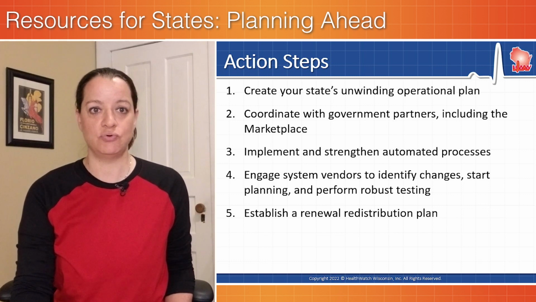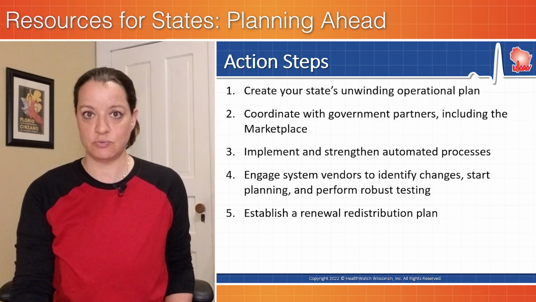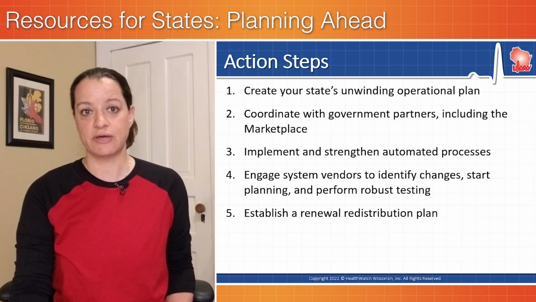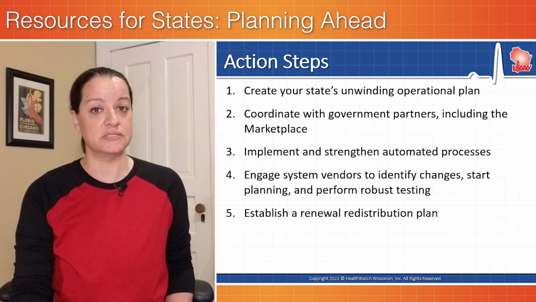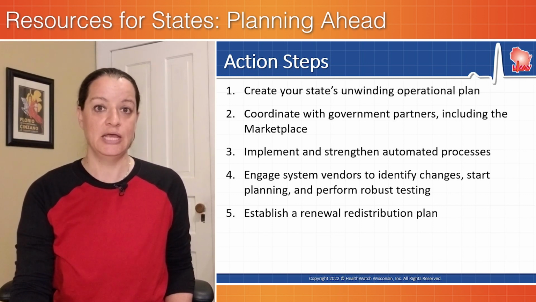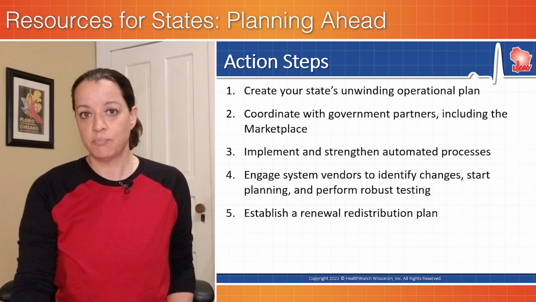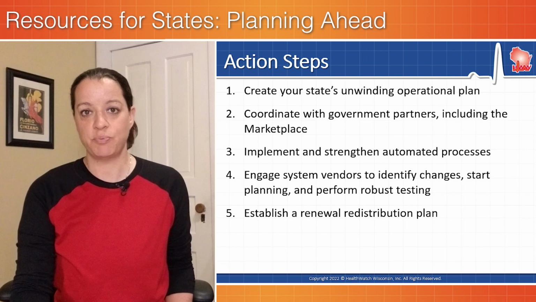The first one is to create a state's unwinding operation plan. And under each of these action items in that new tool, which we link to in the description below, you can see the additional resources and links that come with each of these elements. Number 2, coordinate with government partners, including the marketplace. That's the Affordable Care Act's private health insurance marketplace. Should some individuals no longer be eligible for Medicaid, they should be evaluated for other coverage, and that could include private health insurance through the Affordable Care Act's private health insurance marketplace on healthcare.gov.